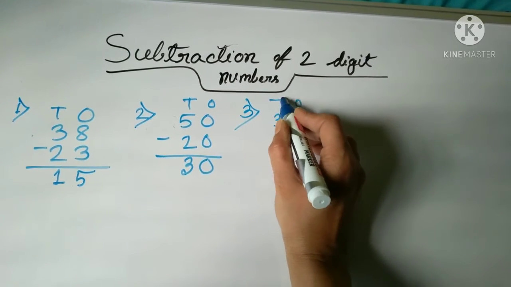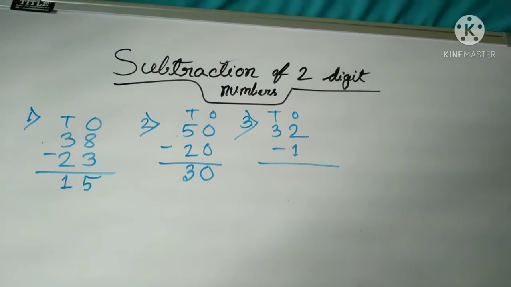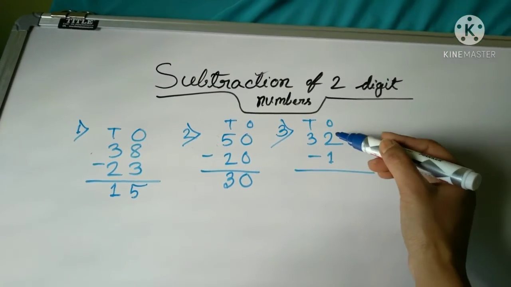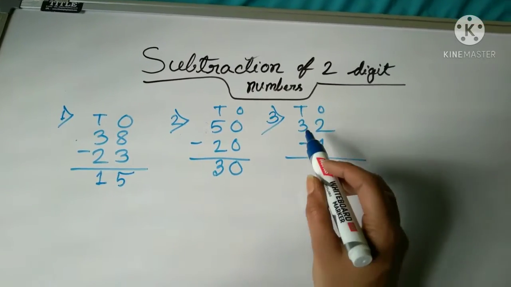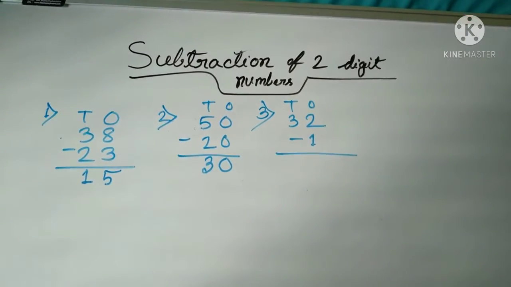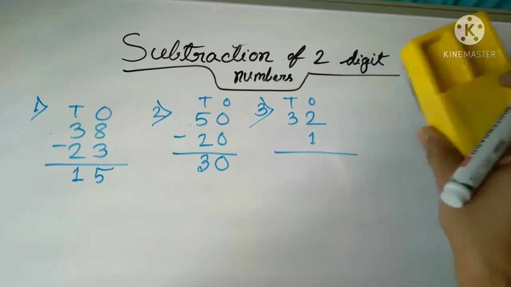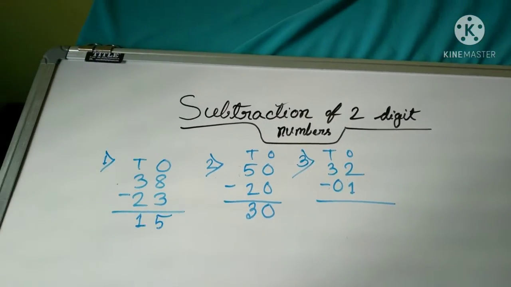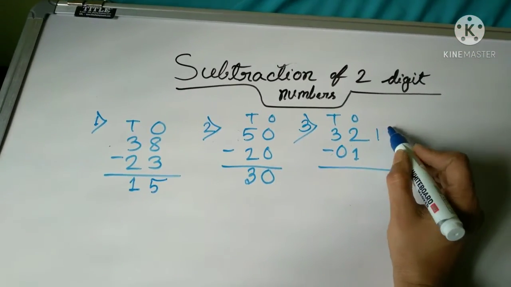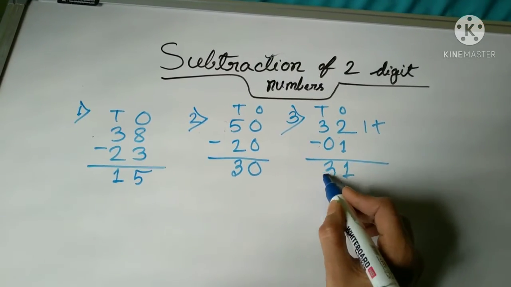Next, number 3. Minus 1. Here ones place. Now see, 2 minus 1. But in the tens place there is only 3. Here is nothing. Nothing means 0. So 2 minus 1 is 1. 3 minus 0, you know, is 3.